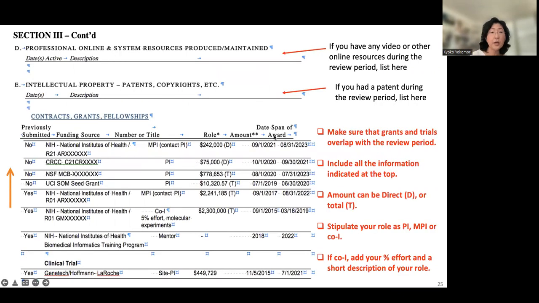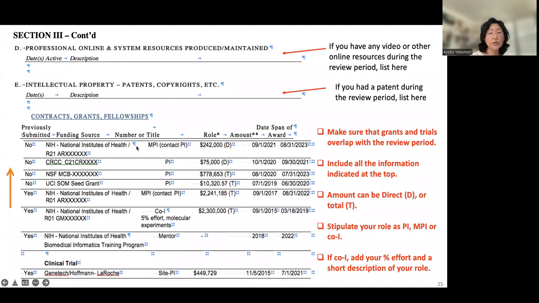Because it's a lot of work, you should put it in there, but not in section 3. So in section 3 here, if you have some professional online resource, like you put up a video or something, you can list it here. If you have a patent, you can put it in here. And then this is the funding section. As you can see, if it's previously submitted, then you say yes. And if it's a new grant that you got after your last review, then you should put no.